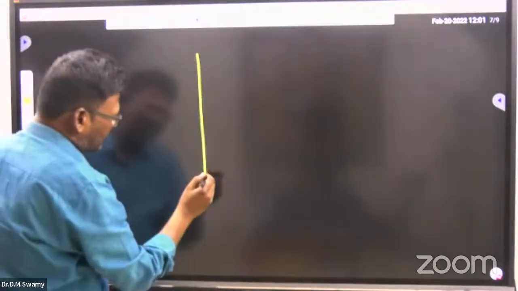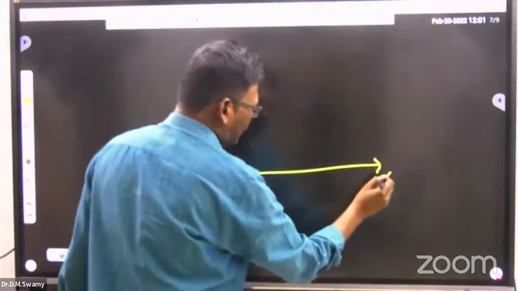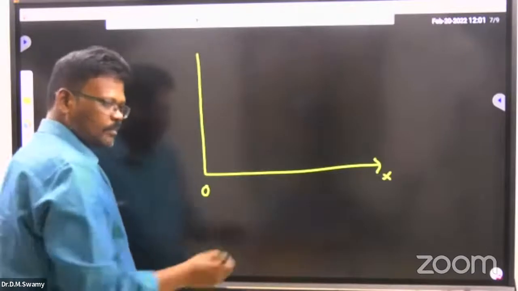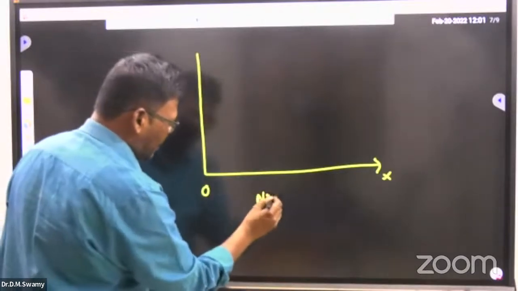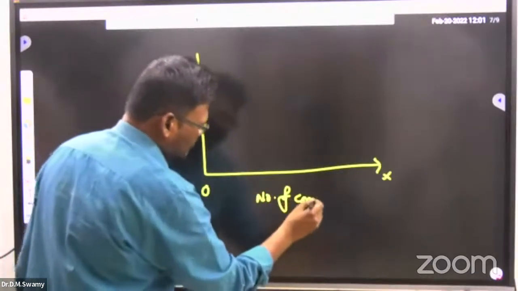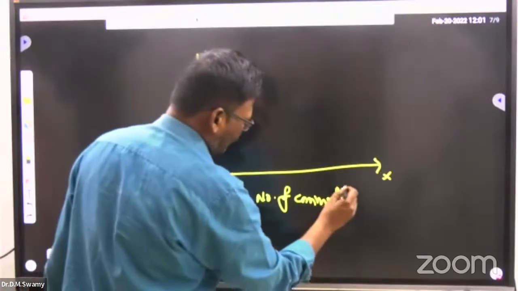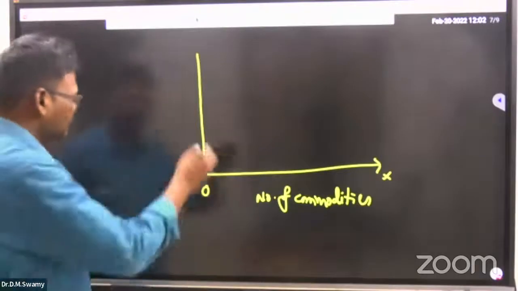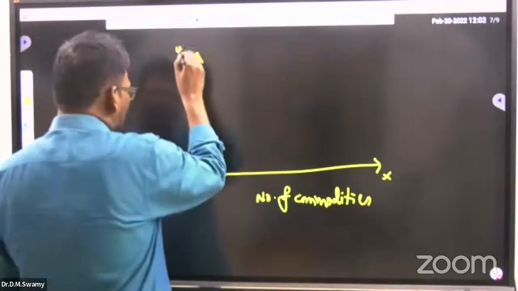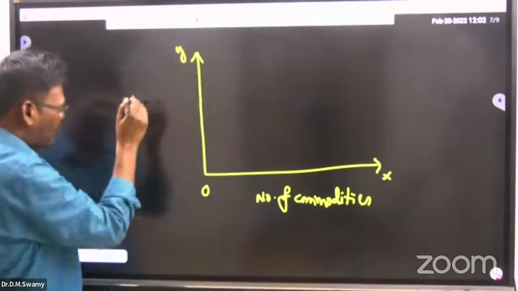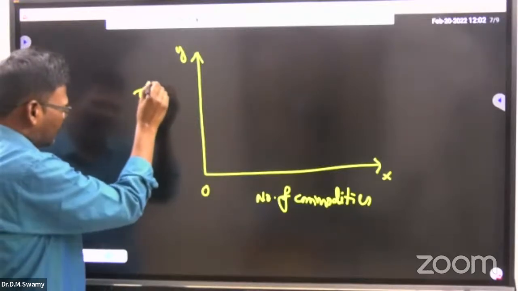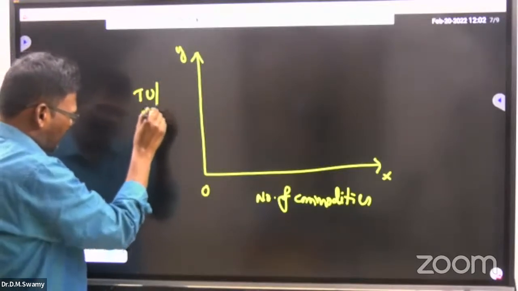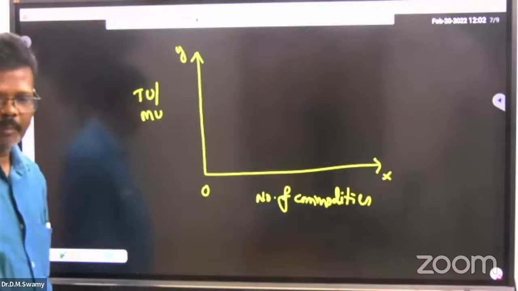Okay, based on that table, we can draw this one. On the OX axis, we can say number of commodities, whatever commodities you are taking, that number of commodities we can see. On the OY axis, we can measure total utility and marginal utility.